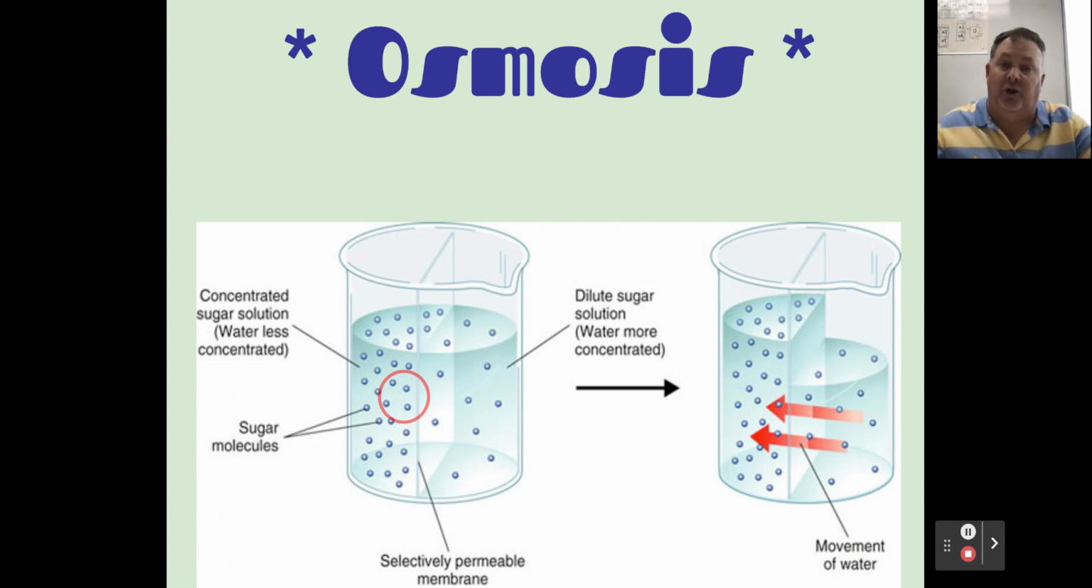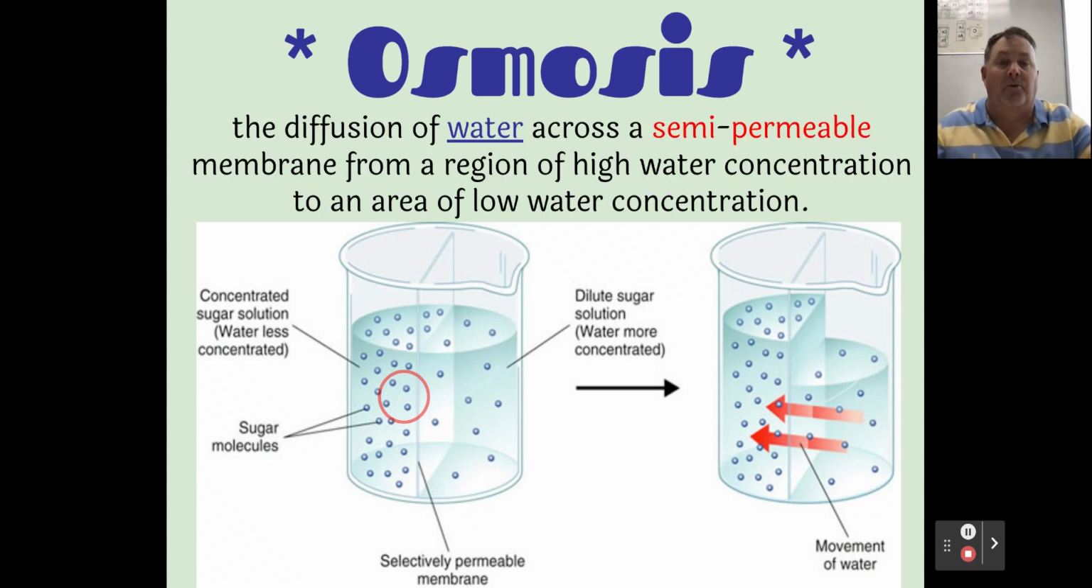One of the special circumstances of diffusion, however, is osmosis. And osmosis is nothing more than diffusion. That sounds kind of strange, but it is specifically one molecule, and that's water. So the diffusion of water across this membrane is what we label as osmosis. And it goes from an area of high concentration to areas of low concentration.